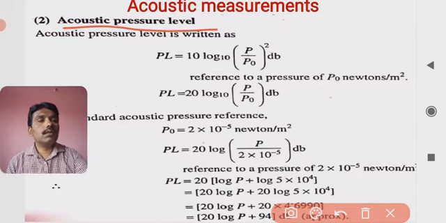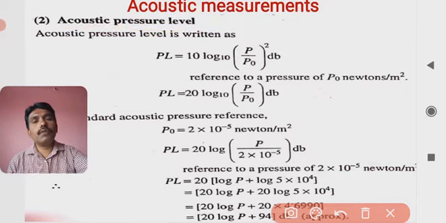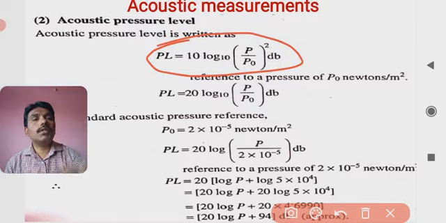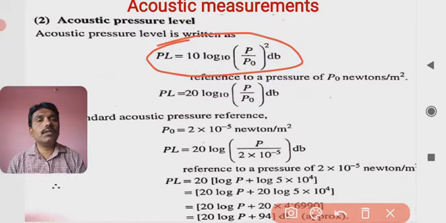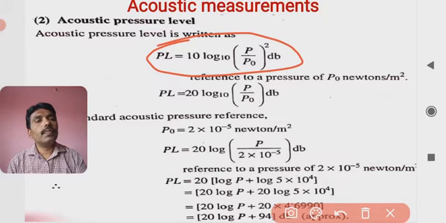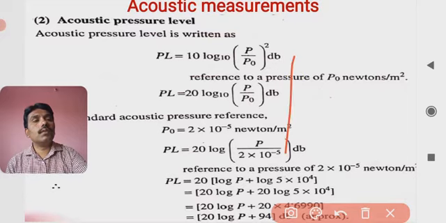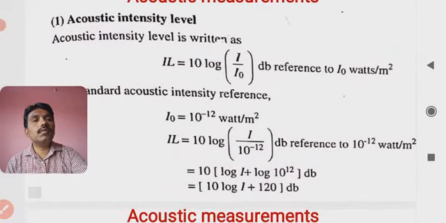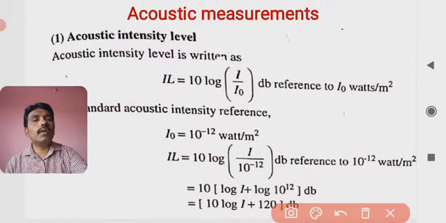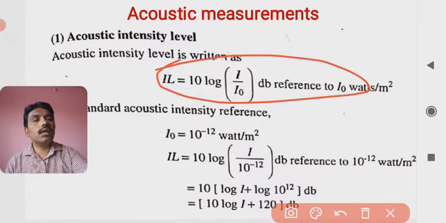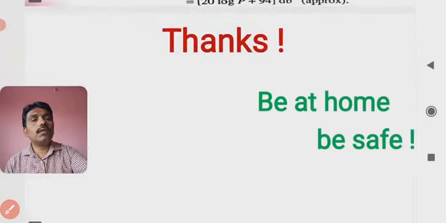Actually there are some examples, but from an MCQ point of view, there may be a problem related with that, so be careful with these relationships. As far as the acoustic pressure level is concerned, the relation you must know is PL is equal to 10 log to the base 10 of P upon P0 whole square dB. And as far as the acoustic intensity level is concerned, it is given by the relation IL is equal to 10 log I upon I0 dB.